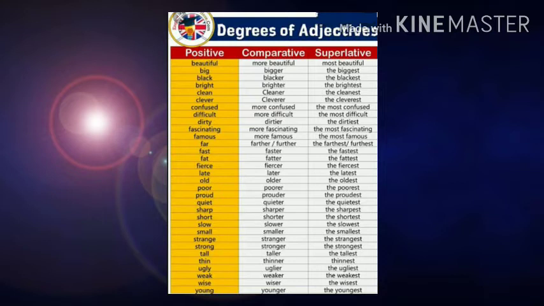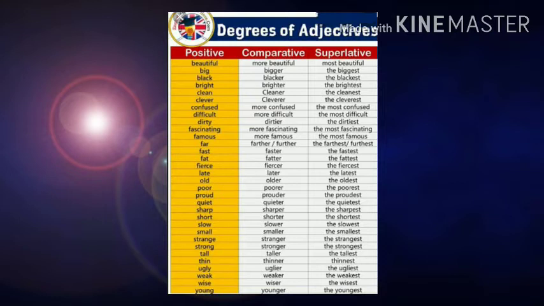We have a few examples. These examples will tell you how to compare the words. For example, fast is the positive, faster will be comparative, and superlative will be the fastest.